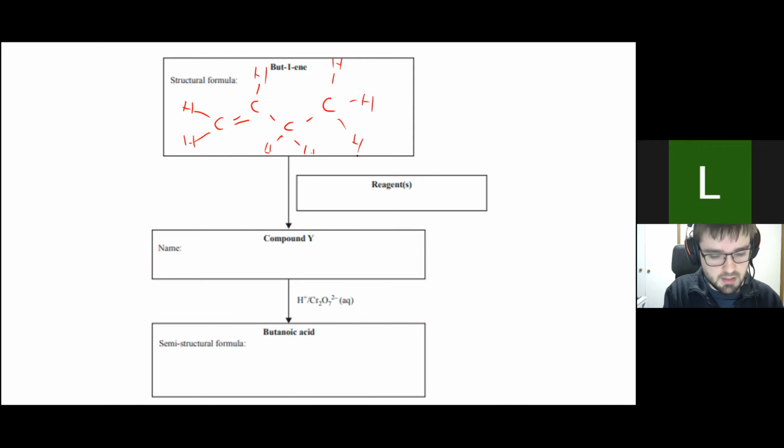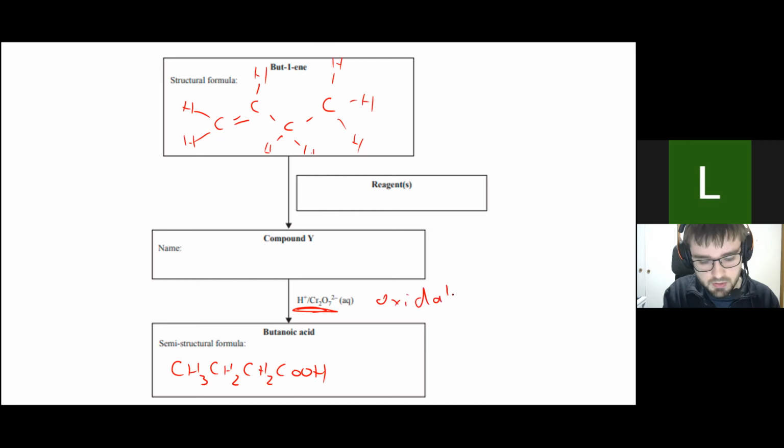And we're going to add something to that to make it into something else. Okay, that's not particularly helpful. Let's look for the end. Butanoic acid. Oh, okay, that's going to ask for a semi-structural formula, so we may as well just do that now as well. So CH3, CH2, CH2, COOH is our semi-structural formula. Now, what are the reagents here? Remember, when we're seeing those high oxidation state metals, they're going to be oxidizing something. So what do we oxidize to get a carboxylic acid? It's going to be an alcohol, a primary alcohol with 4 carbons. So it's going to be butan-1-ol.